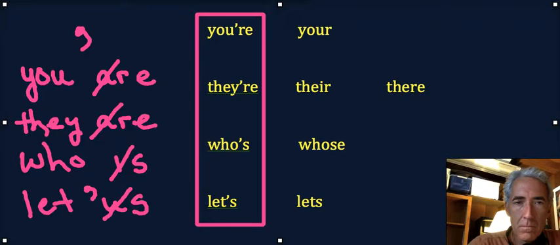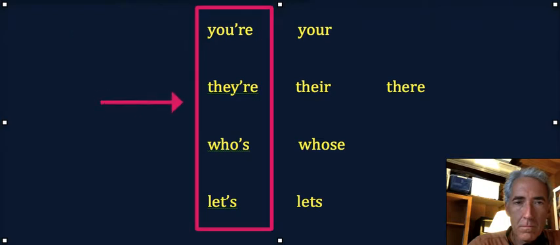Now understanding this will really help you with distinguishing these pairs, or in the case of there, the 3 words. It'll help you to fully understand what's going on here if you understand that when you are saying that first you're, they're, who's, let's, you're saying something else in it. You are saying you are, they are, who is, let us. And the apostrophe is replacing a letter. So once again, these are all apostrophes that are replacing a letter.